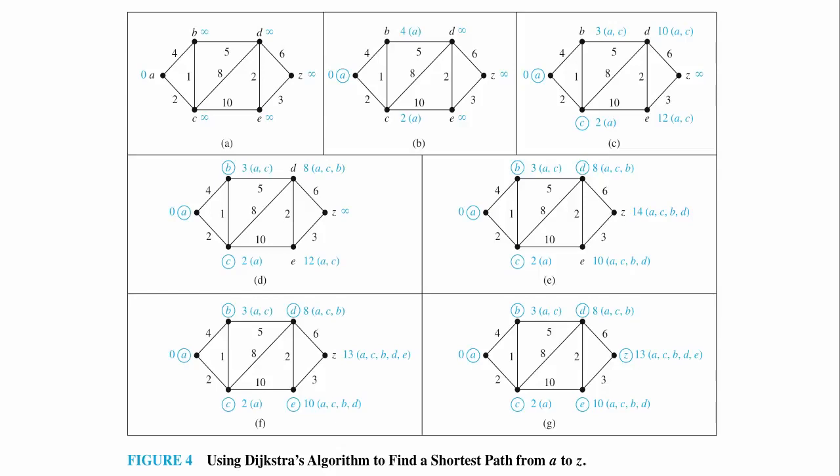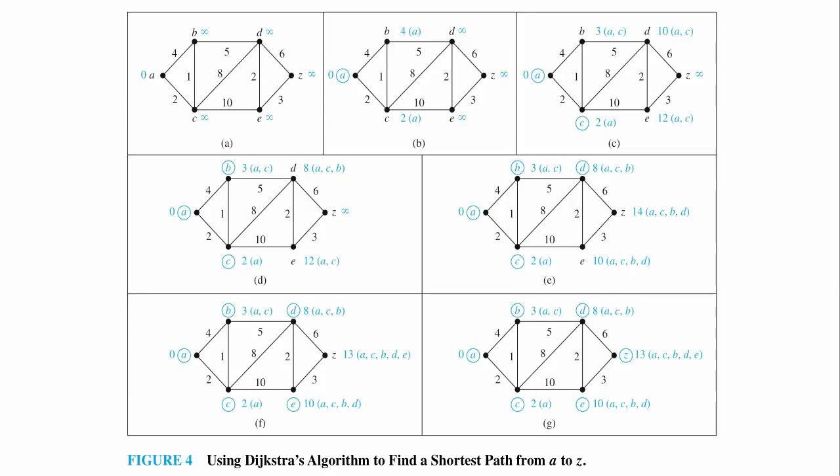It is sometimes more convenient to keep track of labels of vertices in each step using a table instead of redrawing the graph for each step. Next, we use an inductive argument to show that Dijkstra's algorithm produces the length of a shortest path between two vertices A and Z in an undirected connected weighted graph.